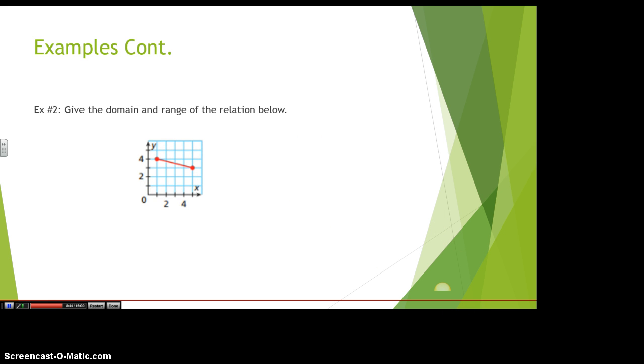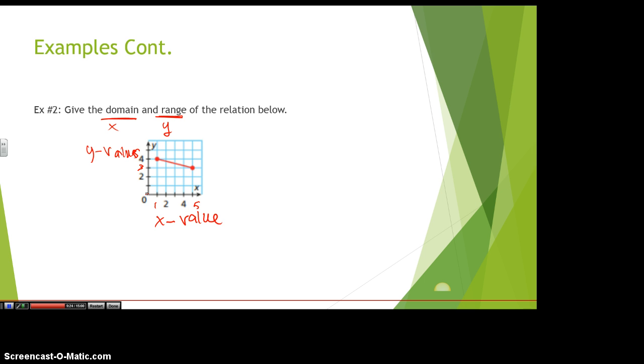The next example, they want us to give the domain and the range of this relation below. Notice this is represented in graph form. The domain is your x, range is your y values. So when we look at our x values, when we're looking at the domain, we'll look along the horizontal axis first. So what domain is it going along the x value? You're going from 1 to 5. For our range values, looking at the y values, you're going from 3 to 4.